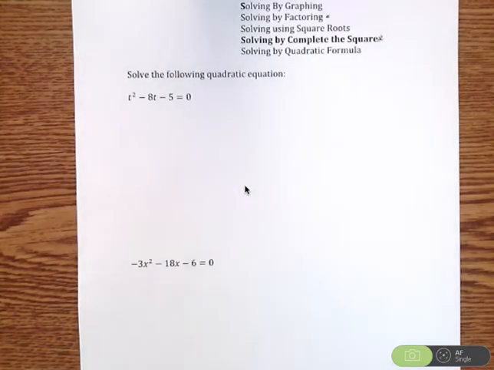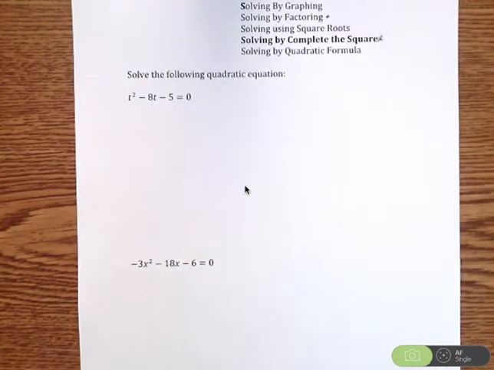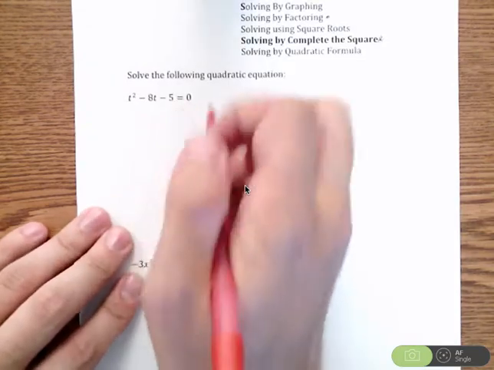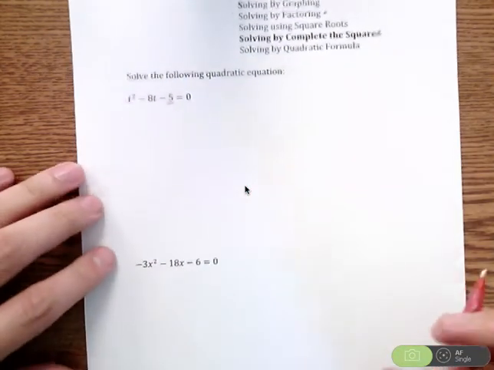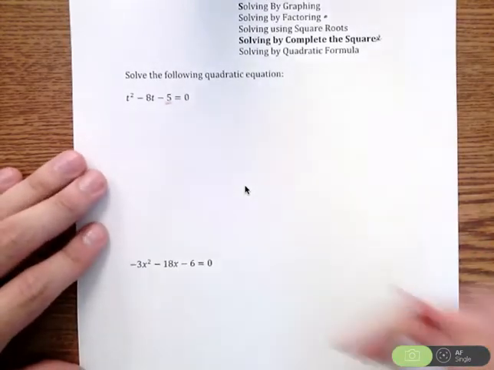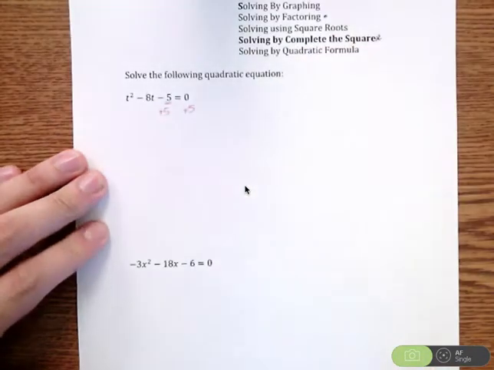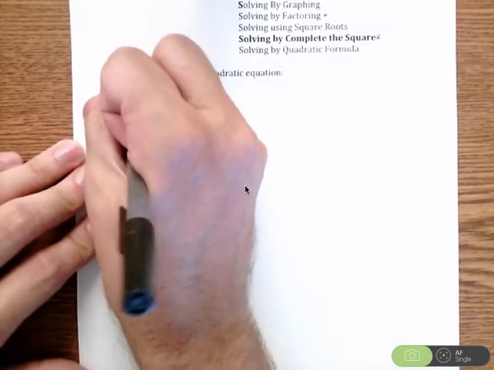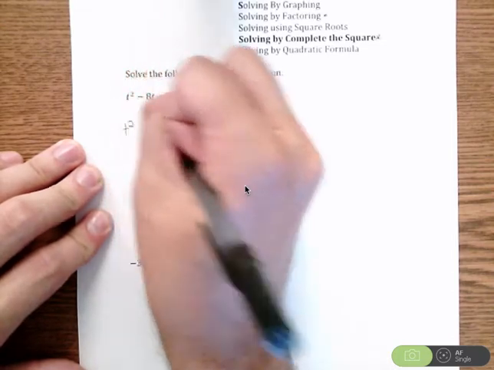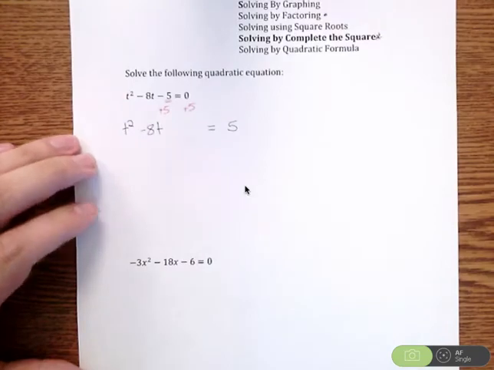left side. So first thing we want to do is, even though it's equal to 0, and we've decided we're going to solve by completing the square, we actually want to move what is essentially our c. Whatever doesn't have a variable attached to it, we're going to move it to the other side. So I'm going to add 5 to both sides. So what we're going to have here is t squared minus 8t, I'm going to leave myself a little bit of room, equals positive 5.